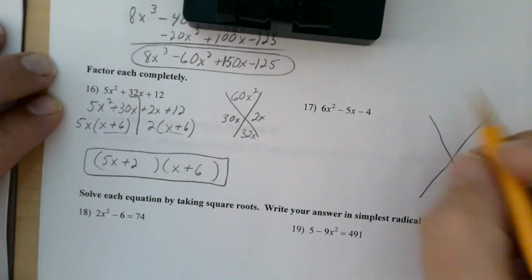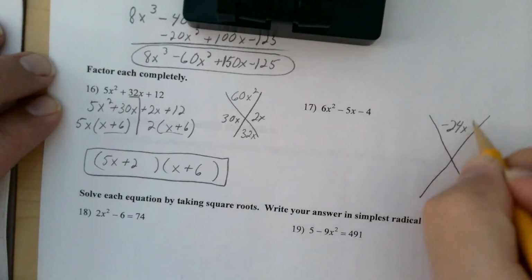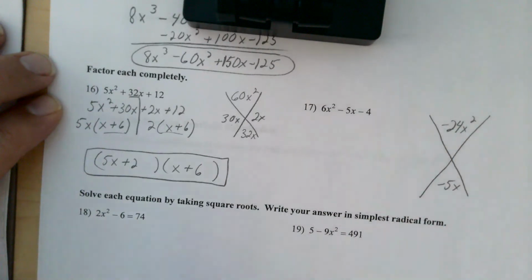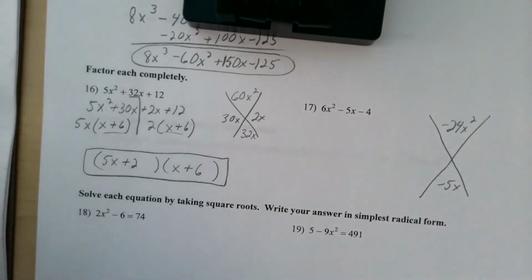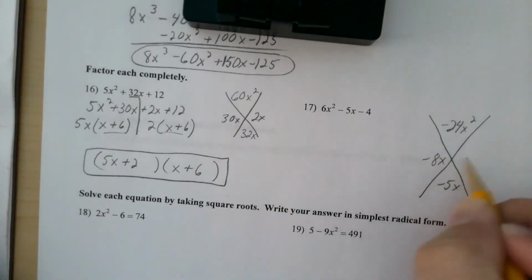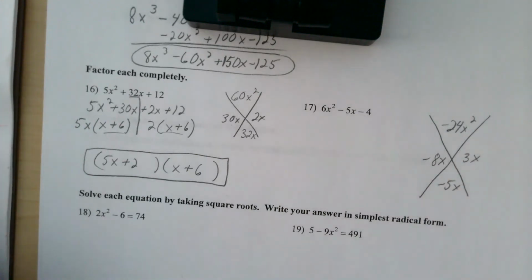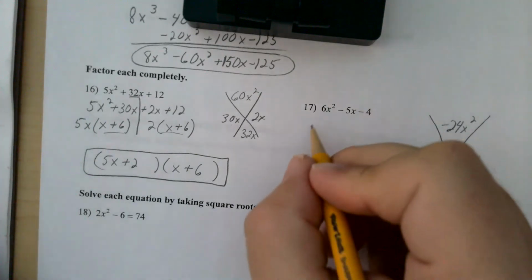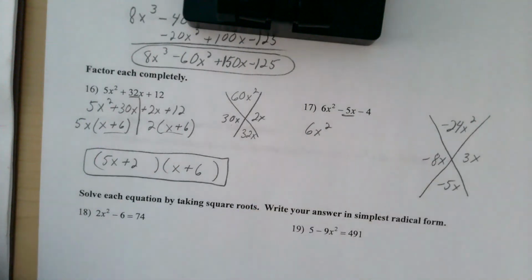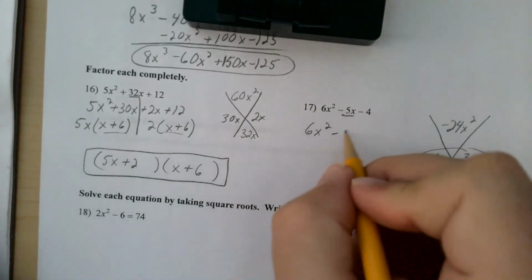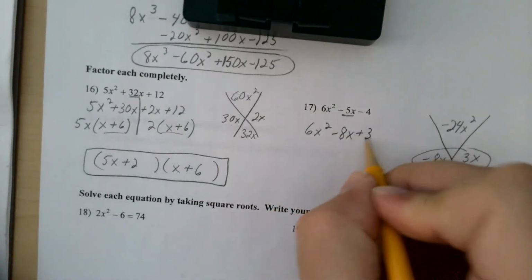There is my diamond. I get a negative 24x squared, and I get a negative 5x. So again, my brain is already working, thinking of ways of getting negative 24, 1 times 24, 2 times 12. One's going to be negative, one's going to be positive, but I know a negative 8x and a 3x will satisfy that. Okay, so if we did it correctly, I should be able to replace that negative 5x with what we found for a diamond.